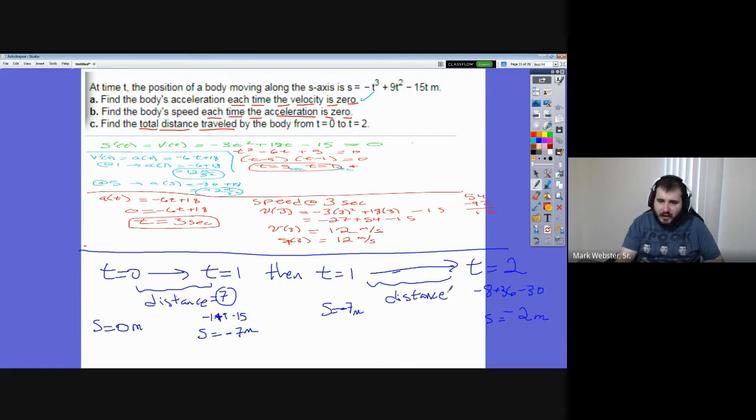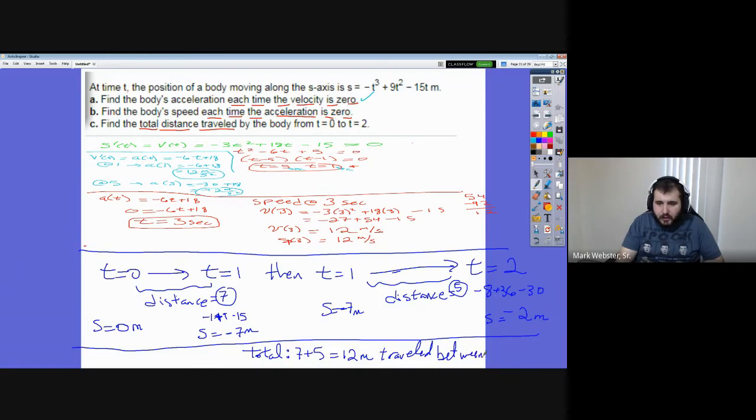And so the distance he traveled from negative 7 to negative 2 had better be 5, right? So from here to here, he went 7. From here to here, he went 5. So in total, 7 plus 5 is 12 meters traveled between t equals 0 and t equals 2.